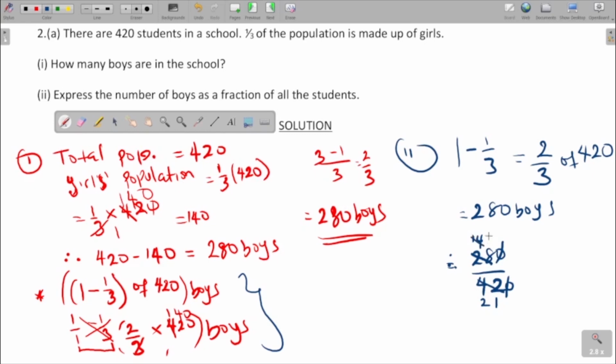Someone can cancel here, you have 2. And someone can cancel, you have 3. Your answer is 2 over 3. So you can either do it this way, just pick your 280 divided by 420, you have this answer. Or just do it this way, 1 minus 1 over 3. So this is your answer, 2 over 3. Depending on the way you like to solve it, you can make it a complete solution.